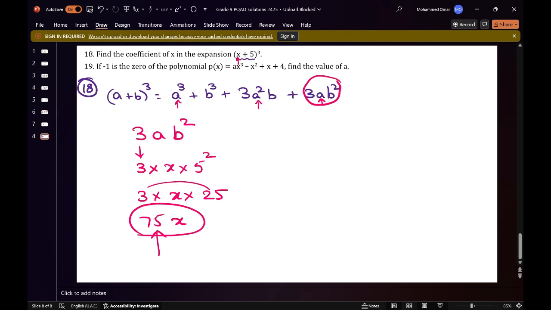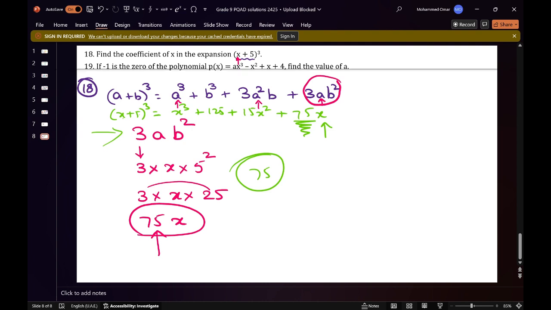If you are interested, you can also do this. It is (x plus 5) whole cube, so it will become x cube plus 5 cube, which is 125, plus 3 times a square, that is x square, into 5. So 3 into 5 is 15x square, and this is 75x. Therefore the coefficient of x is 75. Understood? Both ways you can do. If you are not sure about this, expand the given identity and then find the coefficient of x. Got it, my dear students?